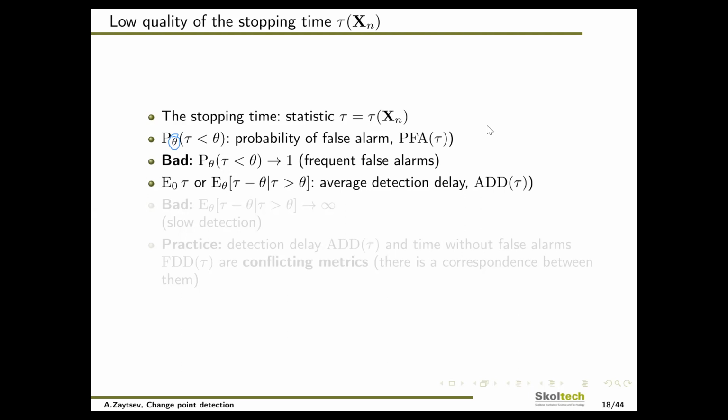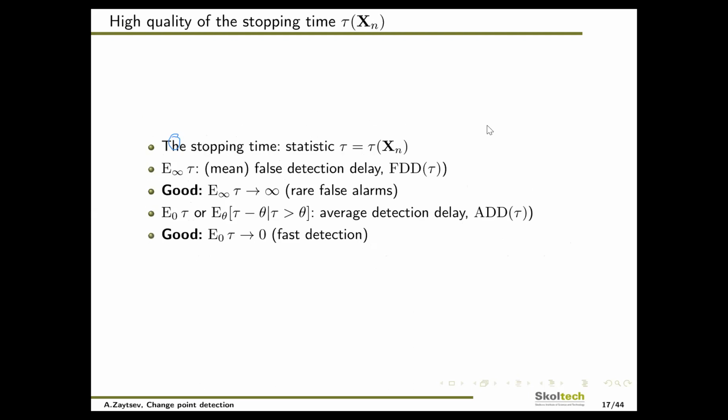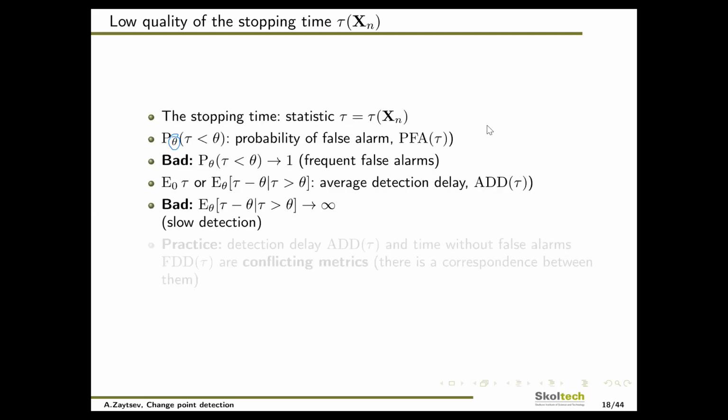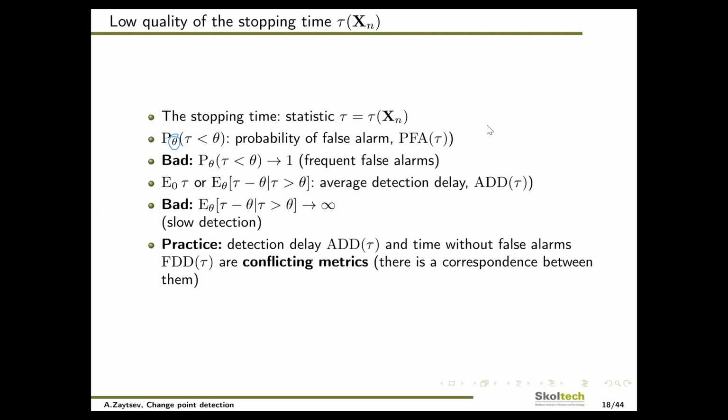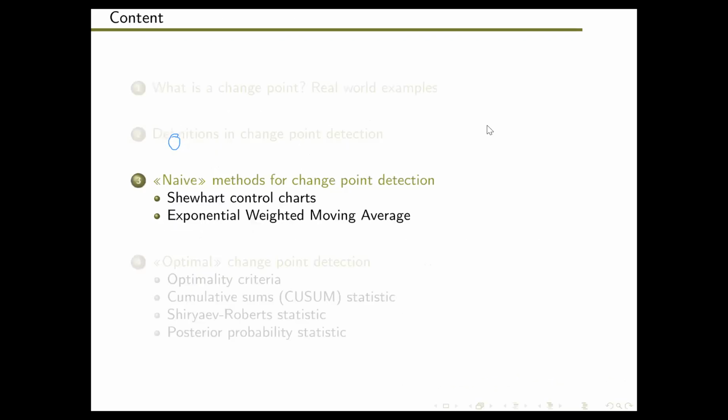We also can look at detection delay here, and this is what we want to be close to zero. We again look at this average detection delay. So basically, it's similar to what we had before, but here we look at false alarm from a different angle. The general practice is the same. Detection delay and time to false alarms are something different, but there is some correspondence between them. And actually, there is some kind of parameter frontier related to these two metrics. But the intuition behind them is quite simple.